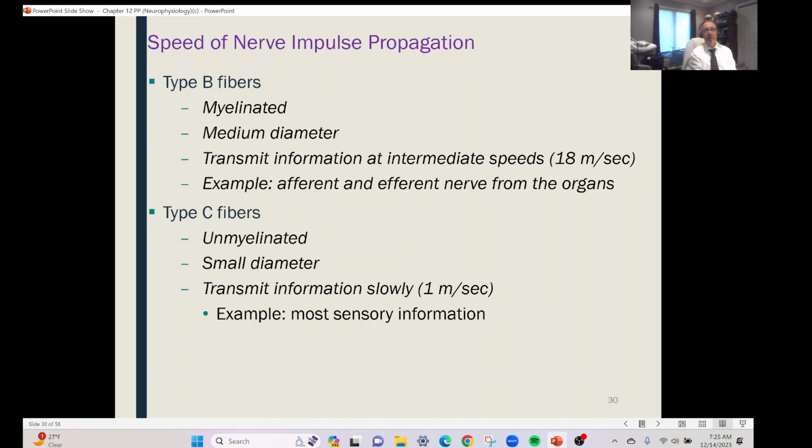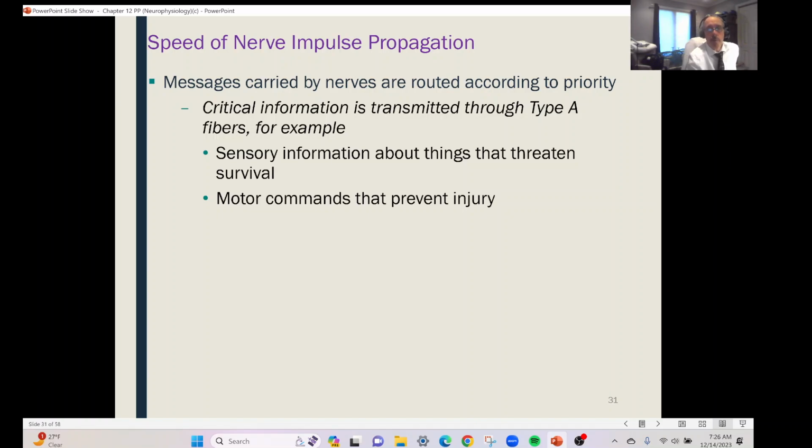The third type of fiber is the slowest fiber. These are the unmyelinated, right? No myelin on them, and the smallest diameter. And this is what we were looking at before. They transmit about 1 meter per second. And these also send up sensory information, but they just send it a little bit slower. So you have sensory information being sent to the brain and spinal cord over A fibers, but it's also being sent over C fibers a little bit slower. Okay, so those are our three types of fibers.